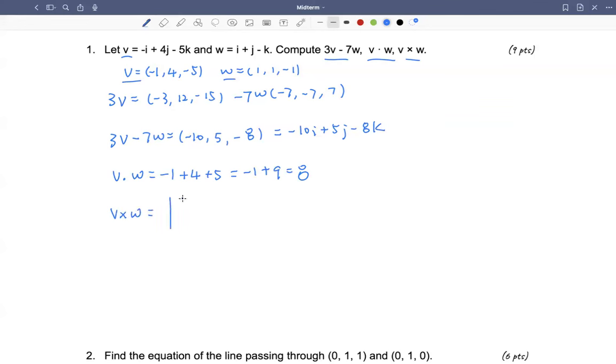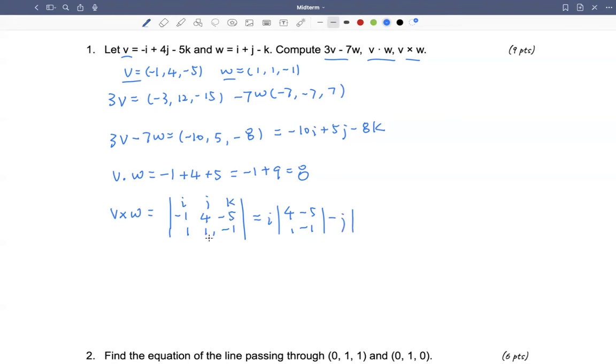Cross, remember we have two vectors. So we write i, j, k, then V: negative 1, 4, negative 5, and W: 1, 1, negative 1. For the i component, you ignore this column and this row and take the determinant of the remaining four numbers: 4, negative 5, 1 and negative 1. J is in the 1, 2 position, so it's odd. I is positive because the 1, 1 position is first row, first column, and 1 plus 1 is even, so it's positive. J is in the first row, second column, 1 plus 2 is odd, so it gets a negative.